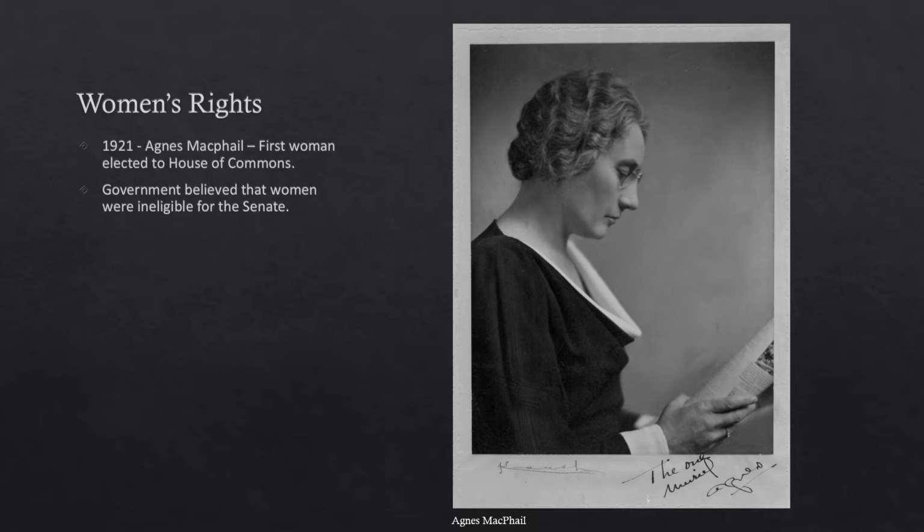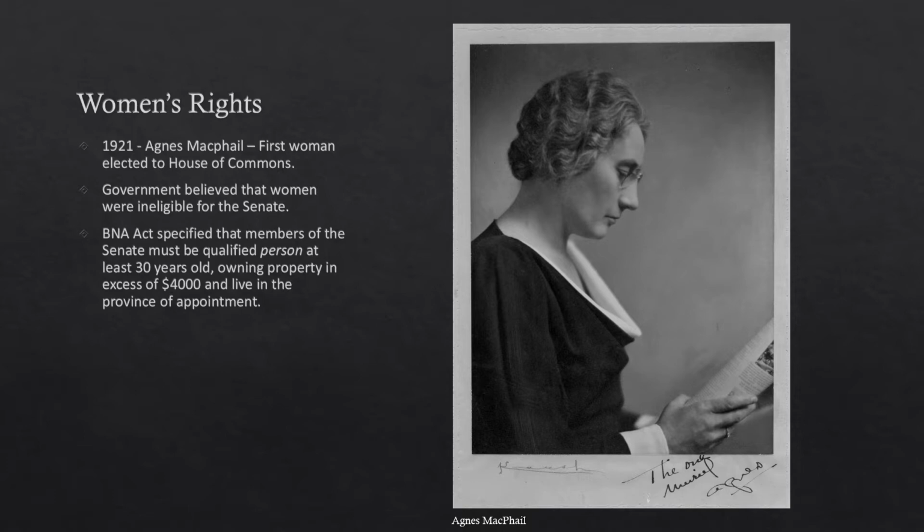Now, why did they think that? It's because they interpreted the BNA Act, that is the British North America Act, which specified that members of the Senate must be qualified persons of at least 30 years of age, owning property in excess of $4,000, and living in the province of appointment. And the government believed that women were not technically persons under the law. That was the one criterion that they didn't meet. They could be 30, they could own property, and they could live in a province, but they were not persons, which is a very strange interpretation, as you can imagine.